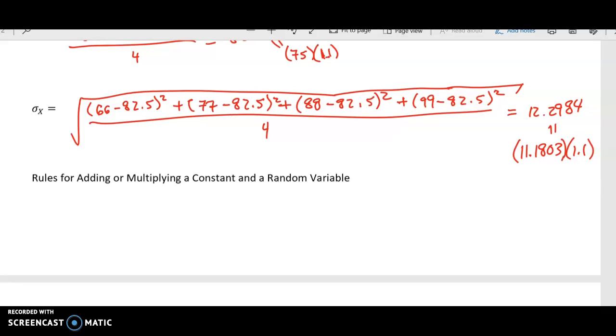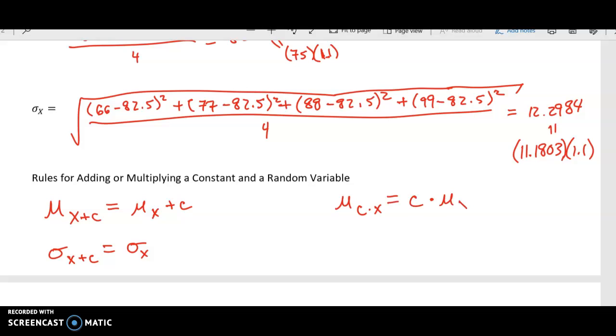So what can we say for rules? One way to write this is the mean: if we add c to every single x value, that's going to be the original mean plus c. How did that affect the standard deviation when we added c, 10 in this case, to every single value? It didn't. The standard deviation was the same as the original. What about multiplying every single value by 1.1? That was the same as multiplying the original mean by 1.1. And the standard deviation, when we multiplied every single value by c, is c times the standard deviation.